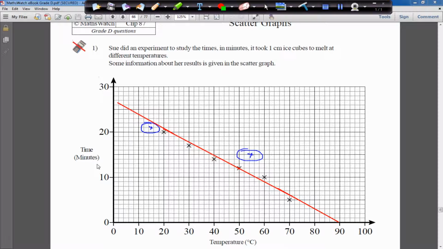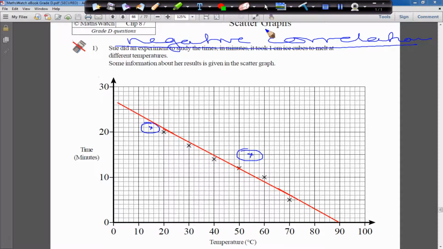Now, the next question says, describe the relationship. What do we say about this relationship here, folks? Negative. So we have a negative correlation. Don't write negative on its own, write the word correlation as well. Negative correlation is the answer for part B. Okay, part C.